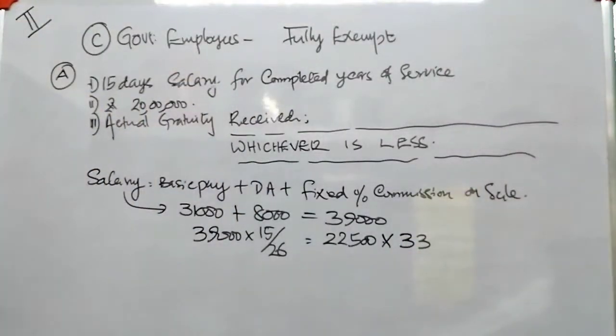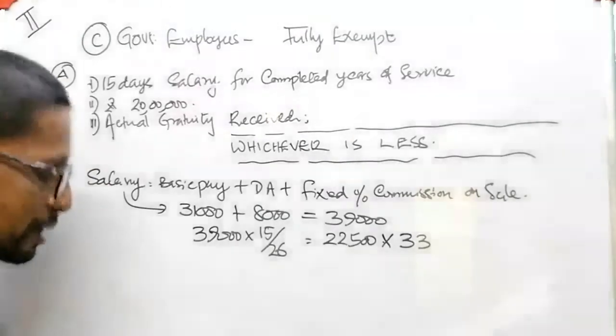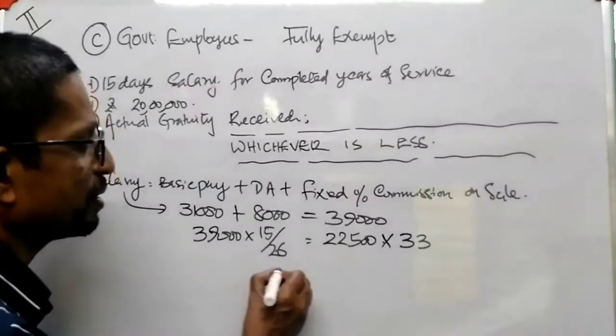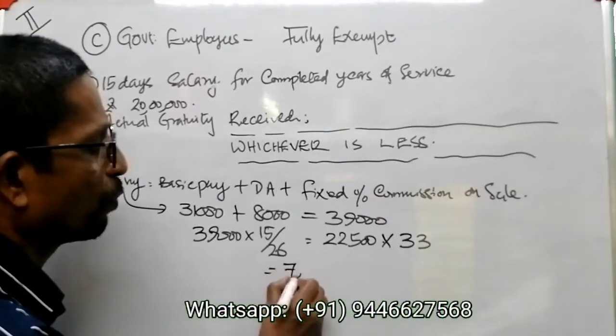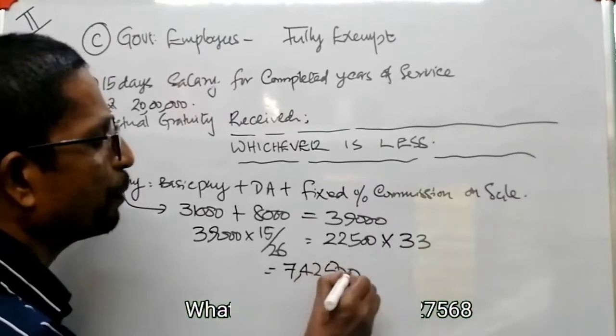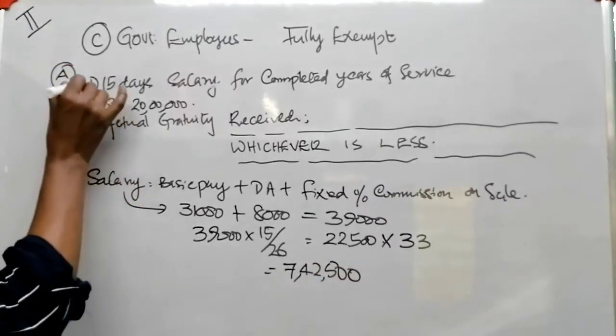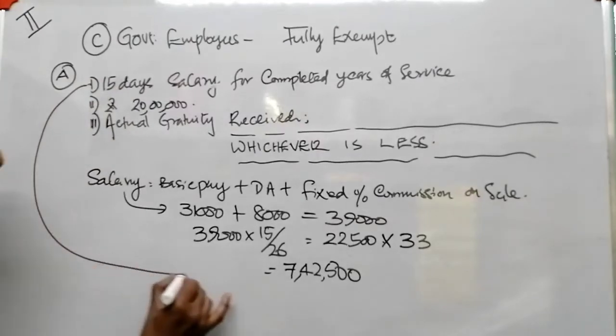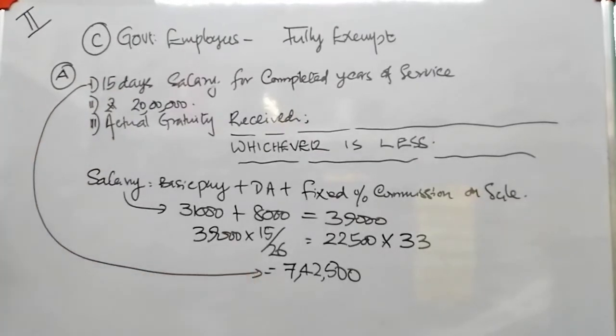So 22,500 into 33. That is the first amount now. That is 7,42,500. So we computed the first case here. That means 7,42,500 is the first condition.